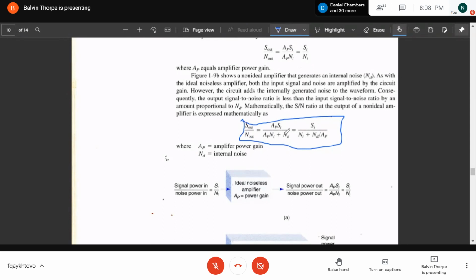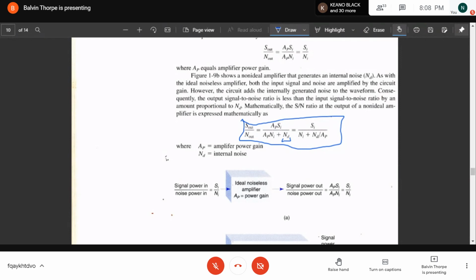So as I mentioned before, the signal is going to be the gain of the system, the power gain of the system, times the input. Because remember, output is input times gain. So it's a gain of the amplifier times the input signal. However, the noise at the output is going to be the same gain of the system times the input noise plus any noise that the system would have developed internally.